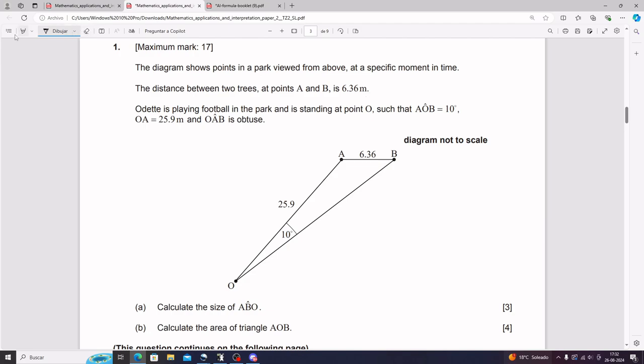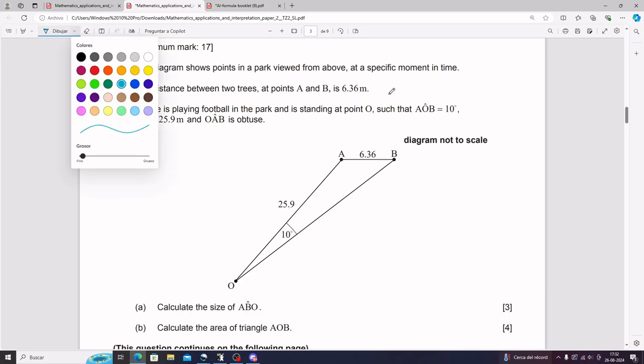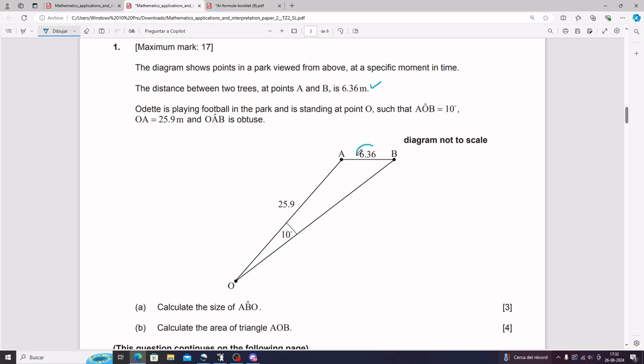One small observation: anytime they give you information about your diagram, make sure that it's there. So this 6.36 is right here, okay? So all good in that sense. Make sure your diagram has the information that they give you. If not, put it in yourself.